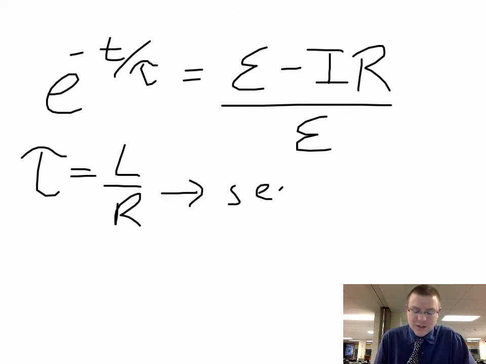Go through the unit derivation again and prove to yourself that an L divided by R is a time constant, just like an R times a C. A resistance times a capacitance also gave us a second.